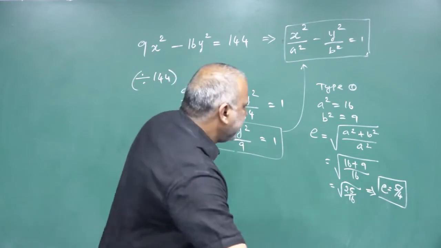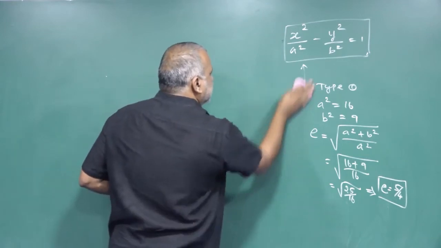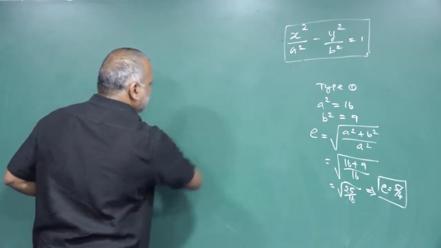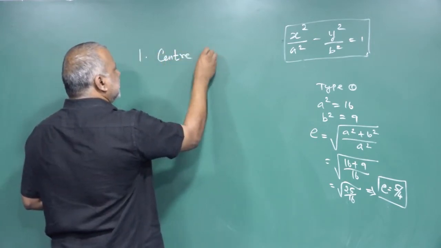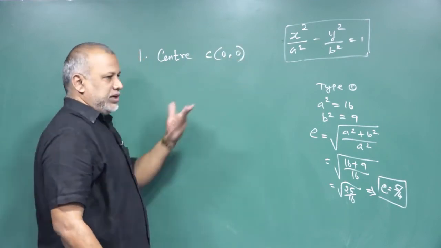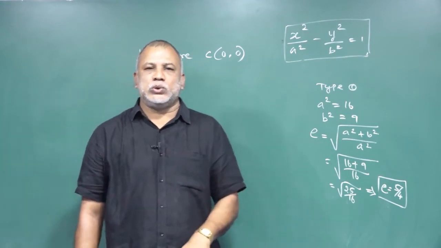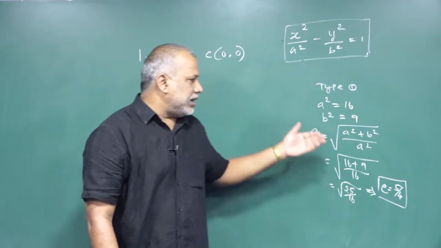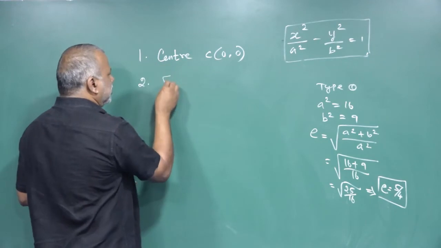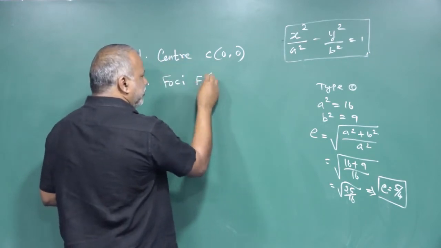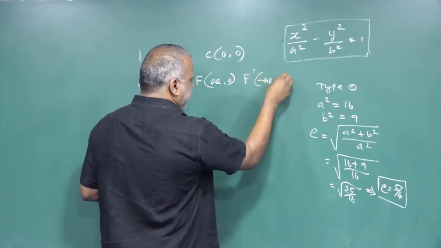Then what is the question here? See, this belongs to type number 1, so we need some results based on this. Point number 1 is the center. Center C is (0, 0). For any type, whether type number 1, with transverse axis along the x-axis, or type number 2, with transverse axis along the y-axis, the center is C (0, 0). Then the second one, foci. The formula for foci for type number 1 is F (ae, 0) and F dash (minus ae, 0).